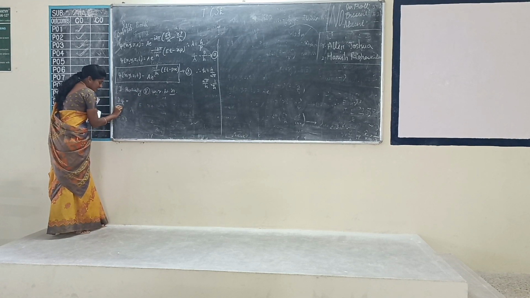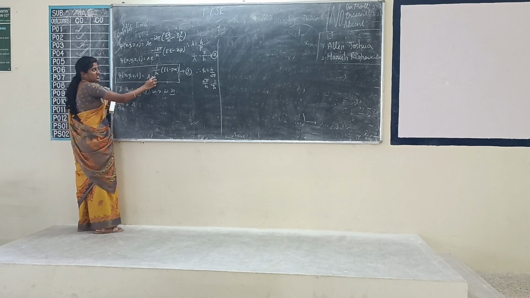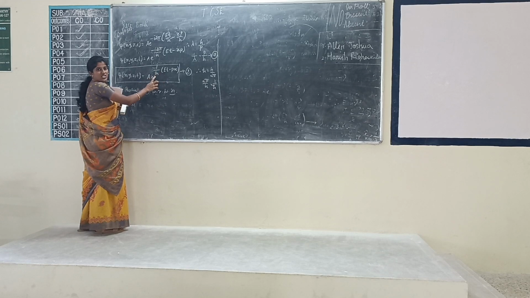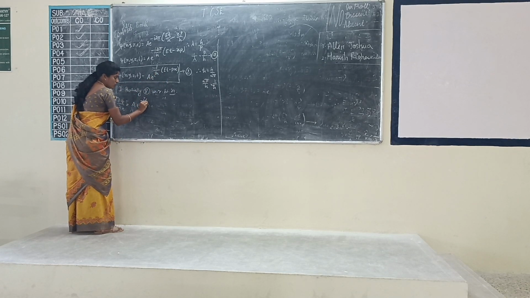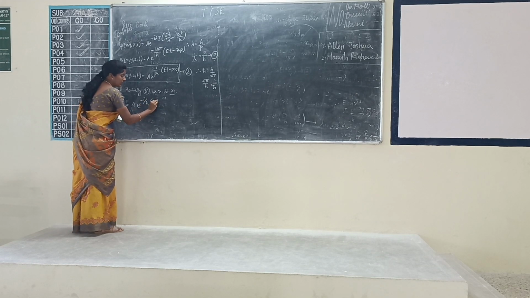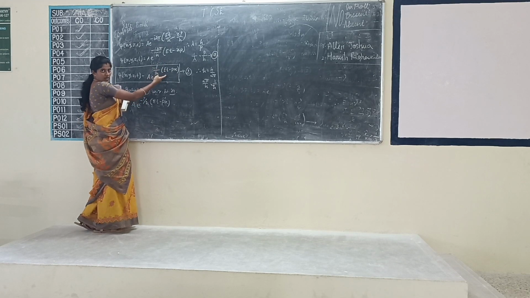So del psi by del x is equal to a, which is constant. This is an e power x term. What is the differentiation of e power x? e power x. So i by h cross of (Et minus px). So instead of x we are having another term.